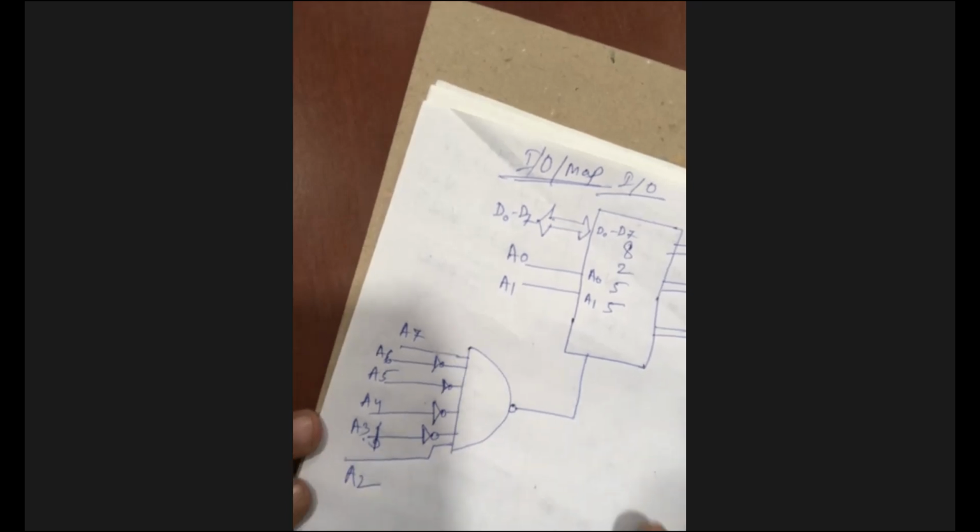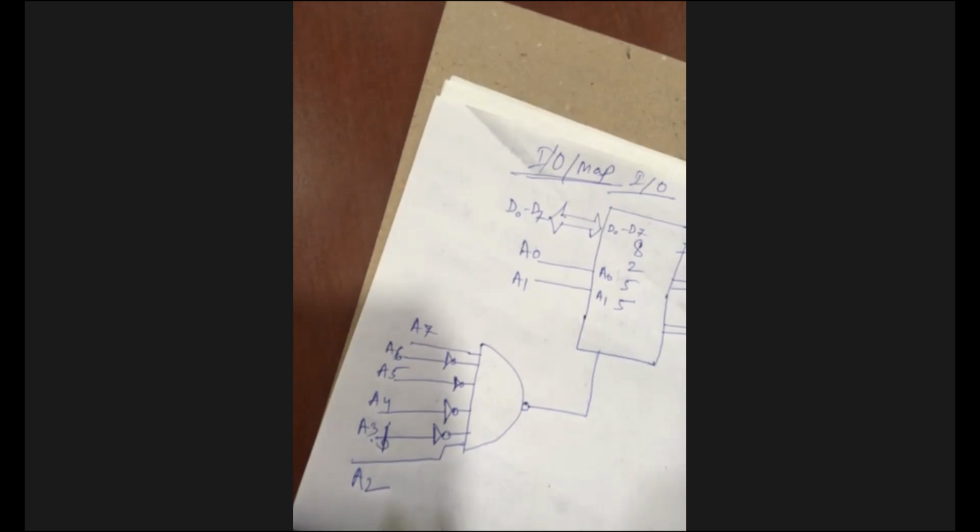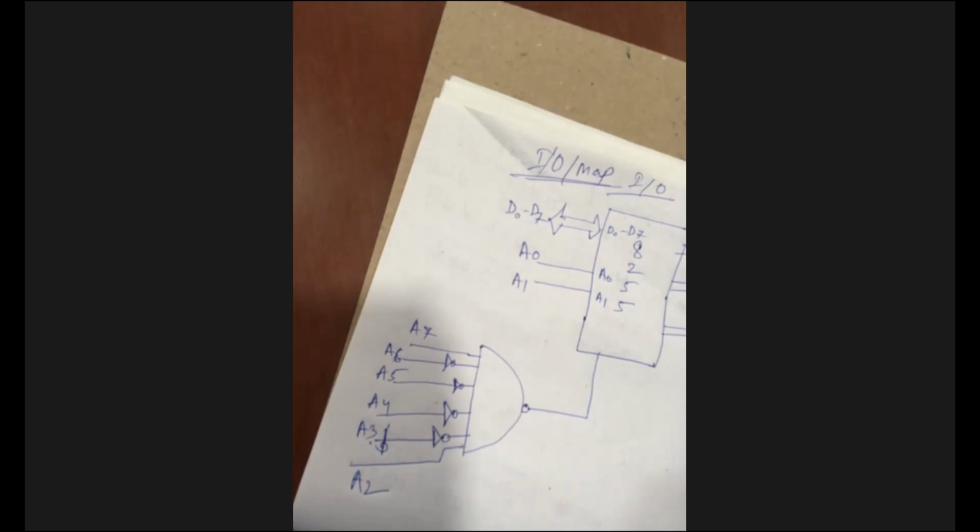This is A2. So A0 to A7 are connected. The rest are not connected as these are IO devices. By default, those will be logic 0. Okay.